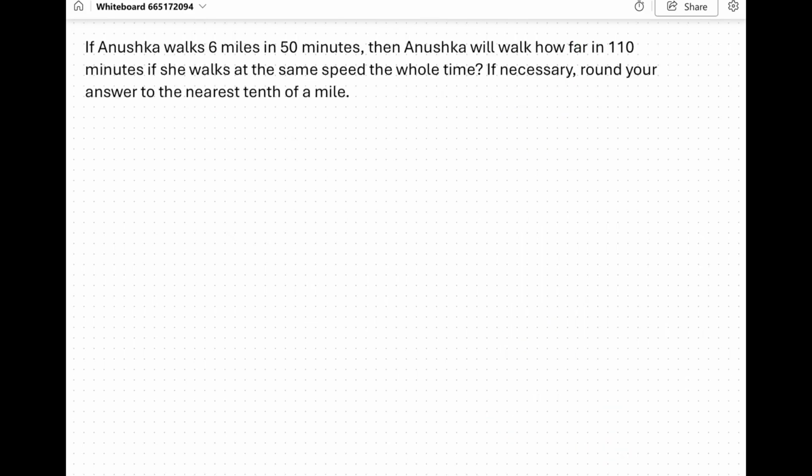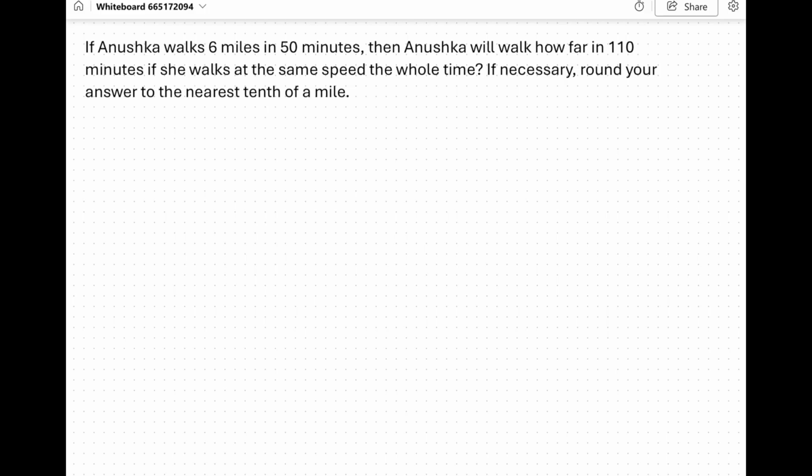Here's the word problem. If Anushka walks 6 miles in 50 minutes, then how far will she walk in 110 minutes if she walks at the same speed the whole time? If necessary, round your answer to the nearest tenth of a mile. When it comes to word problems with proportions, I like to create a little chart that will place the information that's given to me in appropriate cells.